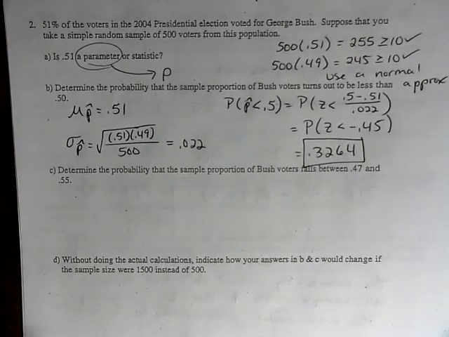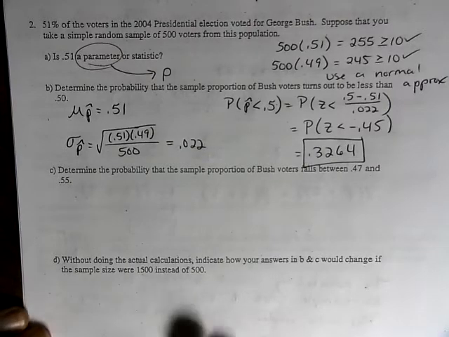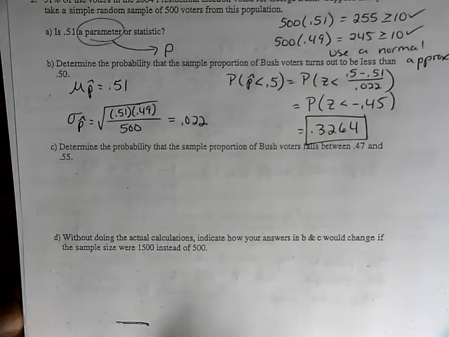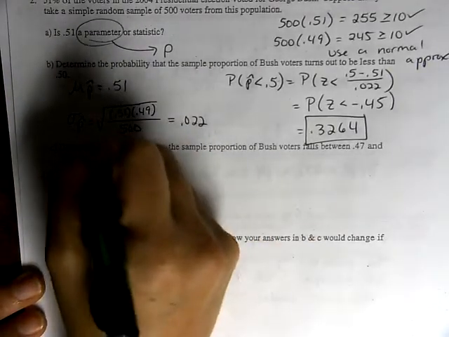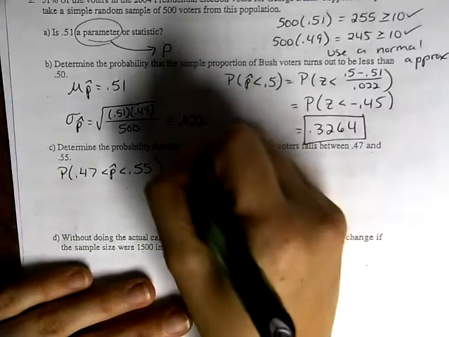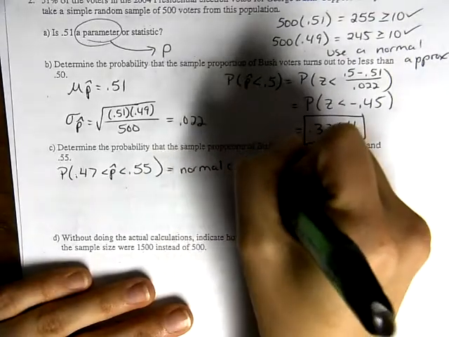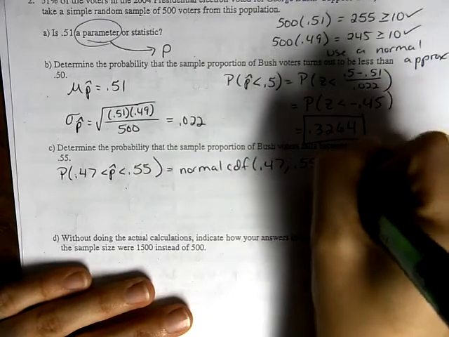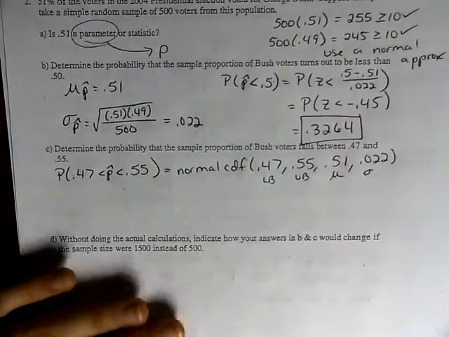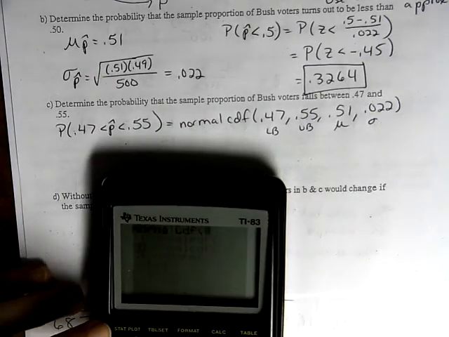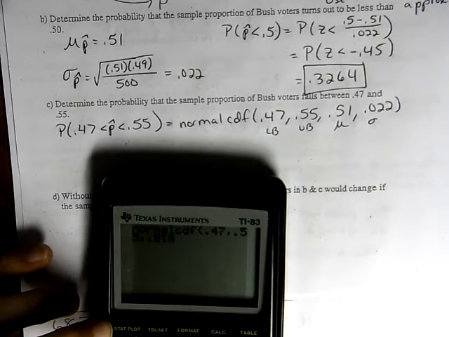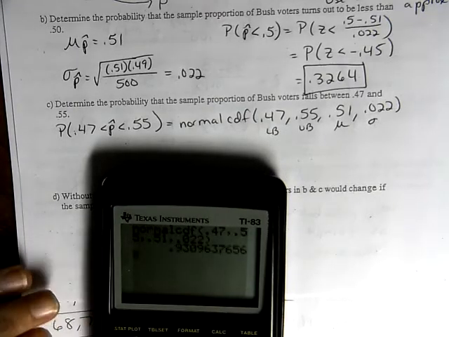So, determine the probability that the sample proportion of Bush voters falls between 47 and 55%. So, same mean, same standard deviation, because we're in the same sampling distribution. So now I want to find the probability between 0.47 and 0.55. I'm going to use the calculator on this one. Like I said before, I like to use the calculator for the in-between ones. So normal CDF, 0.47, 0.55, 0.51, 0.022. So lower bound, upper bound, mean, standard deviation. Oops, 0.47. So 0.9310.